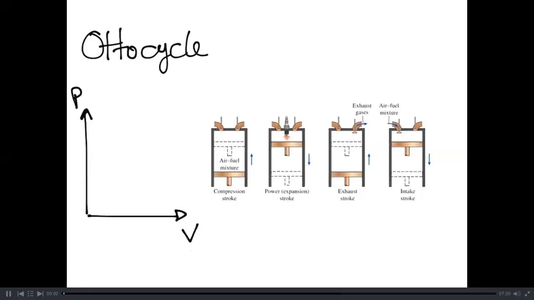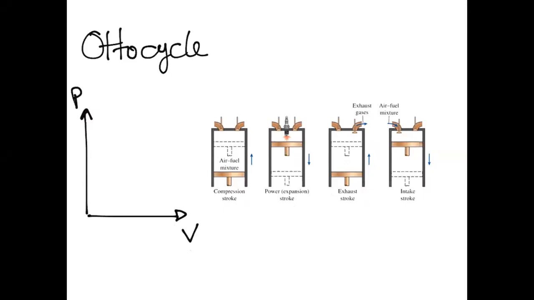When we're talking, for instance, about spark ignition reciprocating engines, the Otto cycle is the ideal cycle for this spark ignition engine. The first step is you have an air-fuel mixture. In this case, we're going to state that it's only air. And the first thing that will happen is that there will be a compression.